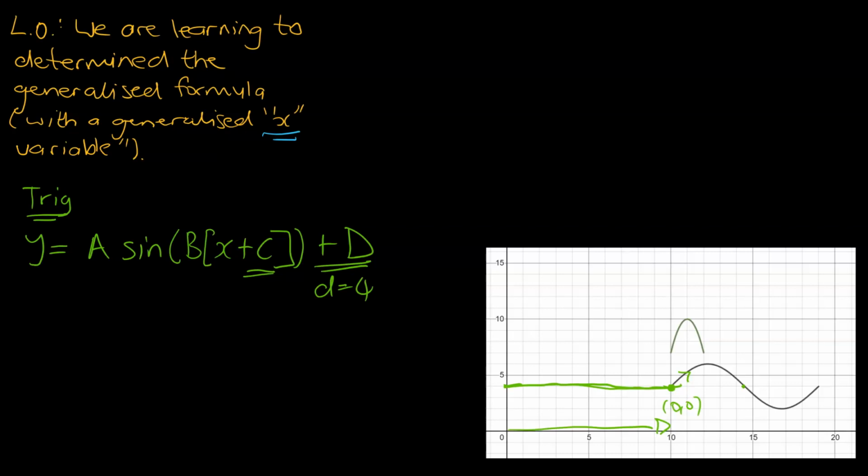And here, I'm also going to make an assumption. Let's assume we are working in degrees as well. So that's gone across 10 degrees. So that means c is going to be equal to negative 10.